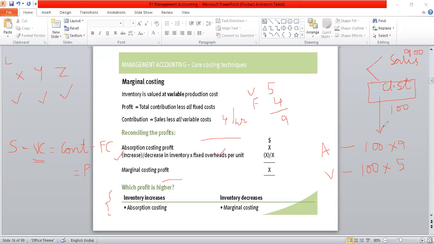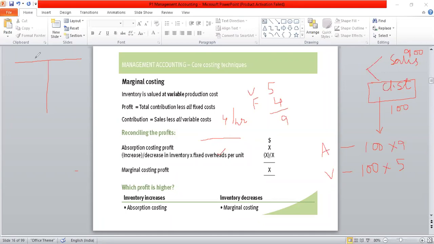Now, that will have an impact on the profit. What that impact is, is what we are trying to understand. I'm using a T form of account because it looks easier. Any form of income statement can be prepared, either a T form or a statement format, whatever way we want, we can use that.